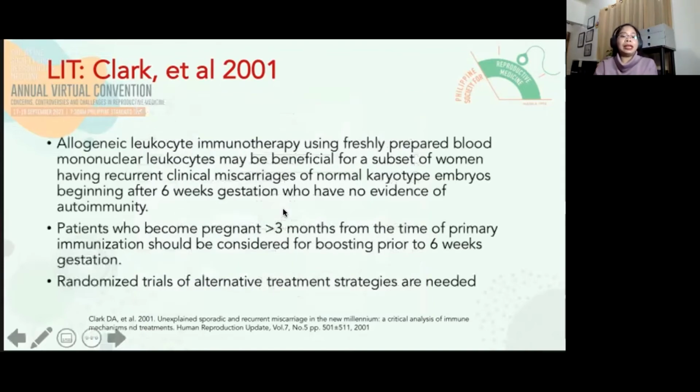Now, this paper by Clark et al. in 2001 concluded or recommended that allogeneic leukocyte immunotherapy using freshly prepared blood mononuclear leukocytes may be beneficial for a subset of women having recurrent clinical miscarriages of normal karyotype embryos beginning after 6 weeks gestation who have no evidence of autoimmunity. And patients who become pregnant more than 3 months from the time of primary immunization should be considered for boosting prior to 6 weeks gestation. However, they also concluded that randomized trials of alternative treatments or alternative treatment strategies are also needed.